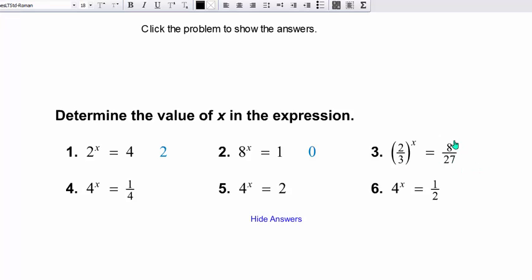2/3 to what power gives me 8/27? 2 to the 3rd power, 3 to the 3rd power. Now we're starting to get into some other fractions and lower numbers. If I want to take the 4 and put it in the denominator, I have to have a power of -1.